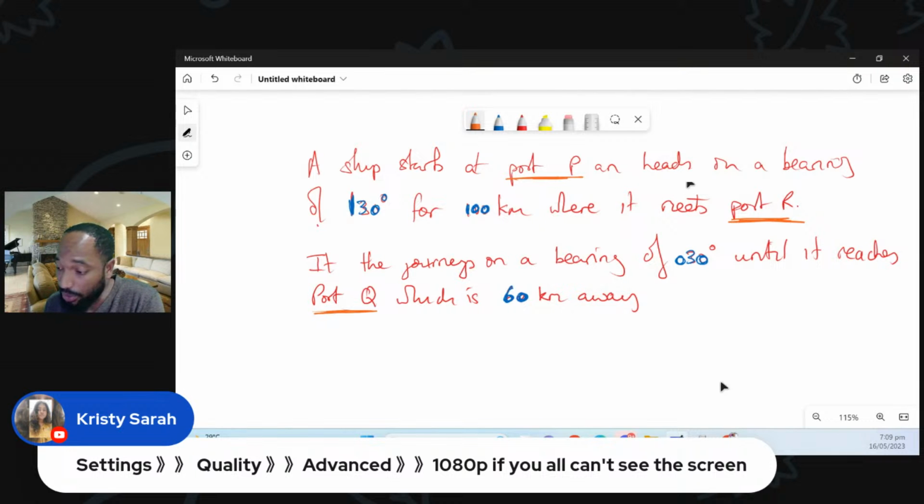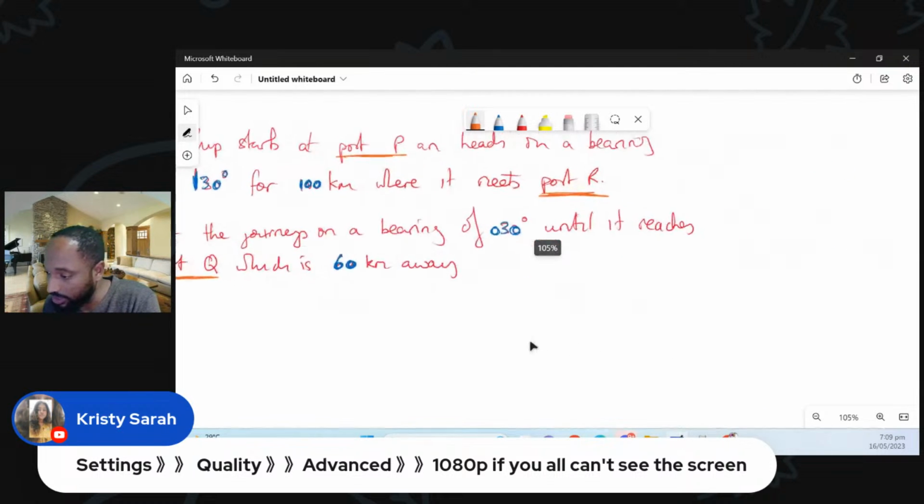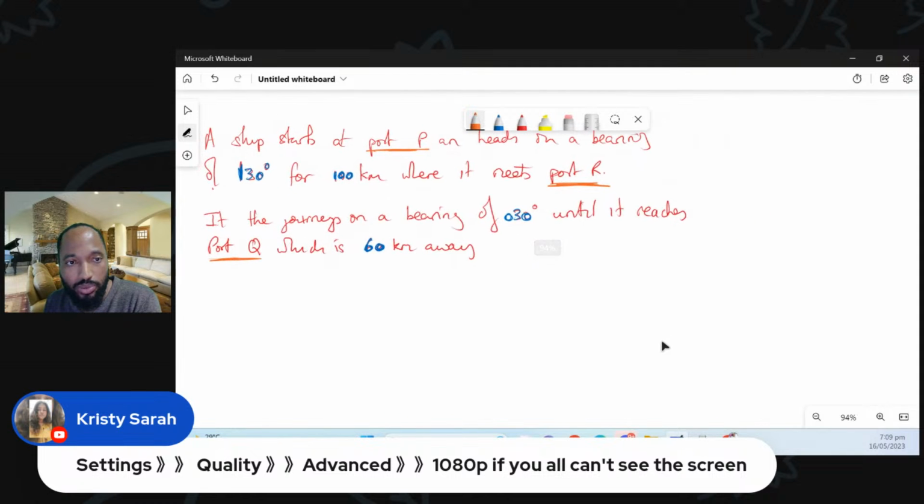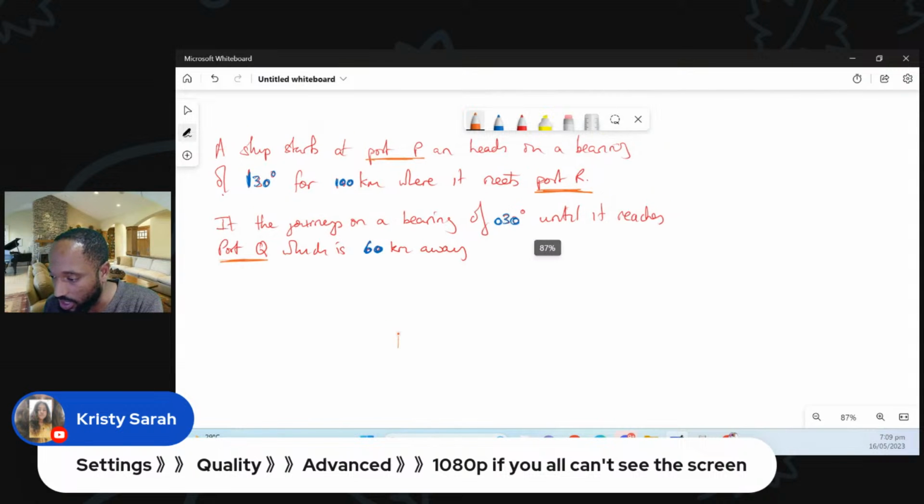So are you able to come up with the diagram for this to collect the marks? Let's see. I'm going to start drawing it myself. A ship starts at port P and heads on a bearing of 130 degrees, 100 kilometers, where it meets port R. I just visualized it in my mind before I start. It journeys on a bearing of 30 degrees until it reaches port Q, 60 kilometers away. They may ask you to complete a diagram or come up with a diagram from scratch.